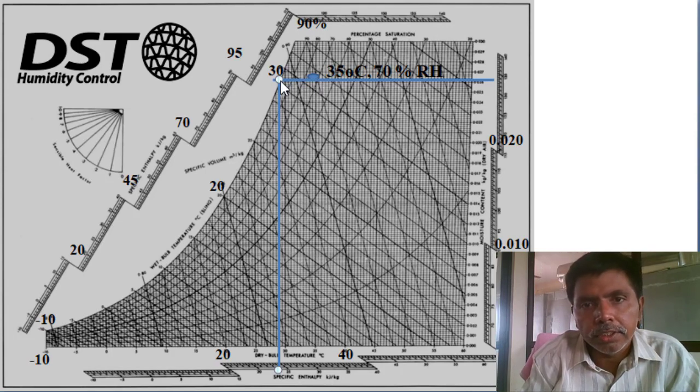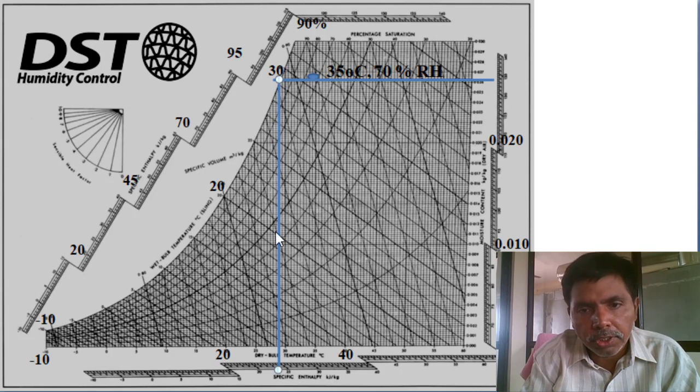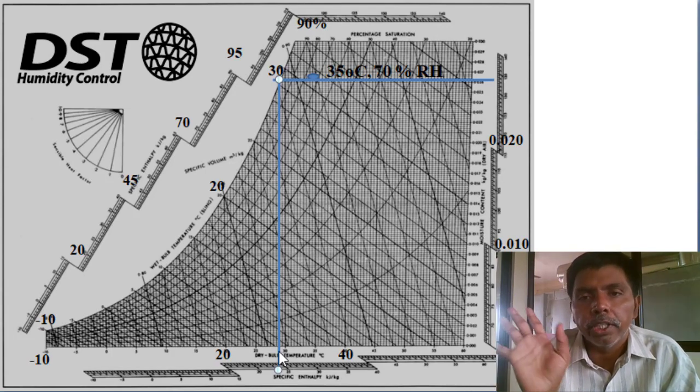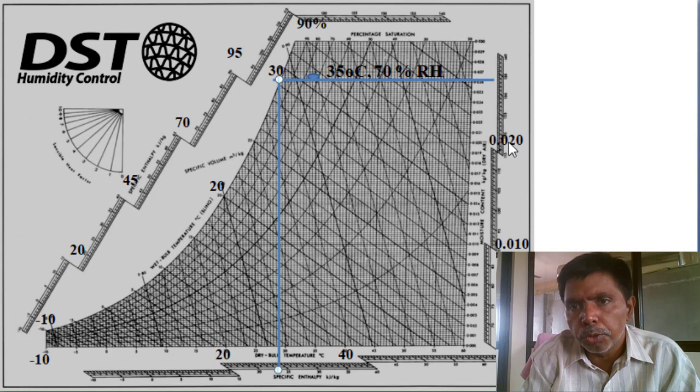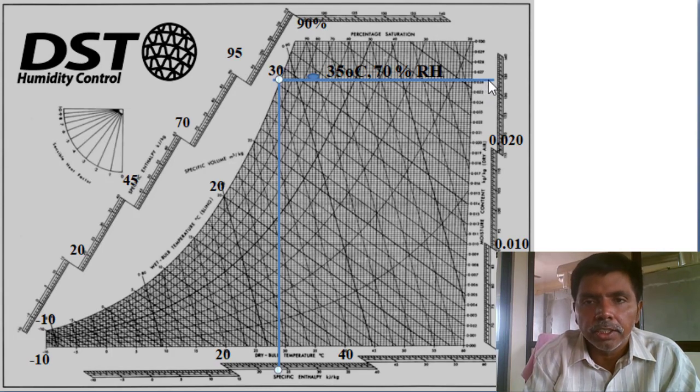You move horizontally from the intersection to the saturation line. At that point, what is the dry bulb temperature? Maximum 28.5 something, less than 30 degrees. 28.5 degrees is the dew point temperature. Next, what is the specific humidity ratio? You see, this is 0.020, 21, 22, 23, 24, 25, 26. 0.026 is the specific humidity ratio, kg per kg of air.